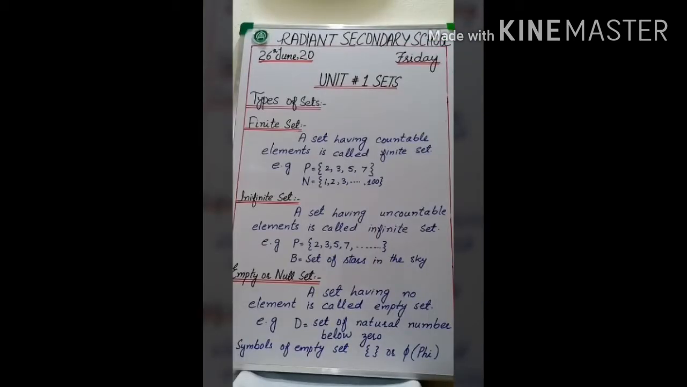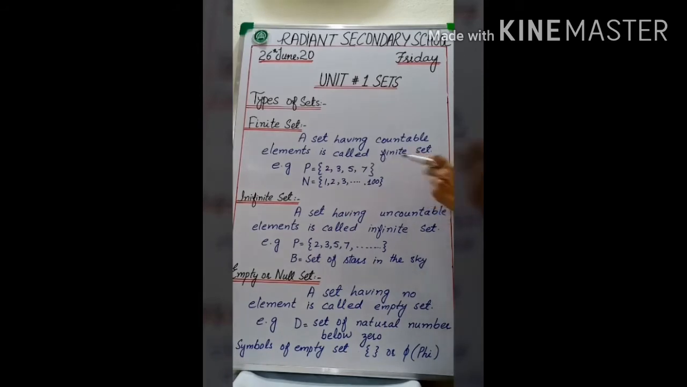Okay class, the new topic is types of sets. As you know, there are three types of sets: finite set, infinite set, and empty or null set. A set having countable elements is called finite set. It means that if you count the elements of a set easily and you know the last element of the set, then that set will be called the finite set. Finite set has limited or countable elements. You know the last element of the set.